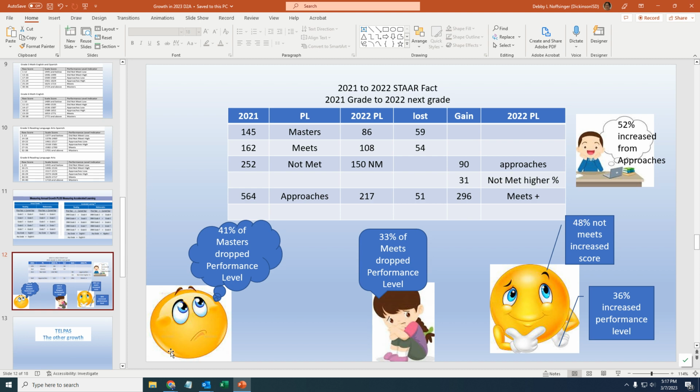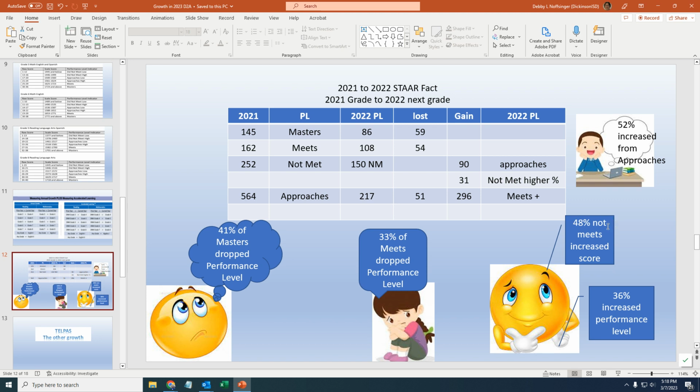Now, why is this so important to be able to think about our performance levels as we're looking at progress? Because this is an example of one grade level, one content area from last year, from 2021 to 2022. In this one grade level, one content area, we had 41% of our students who scored masters in 2021 drop to below masters in 2022. We had 33% of our students who were at meets drop a performance level in 2022.